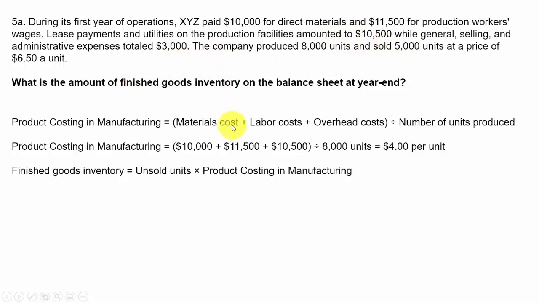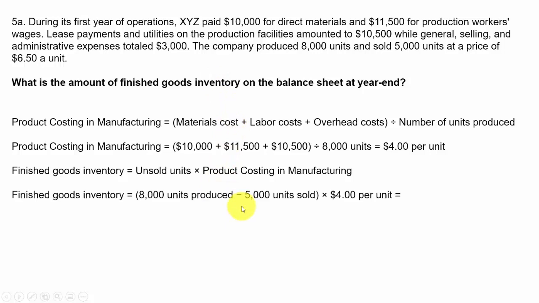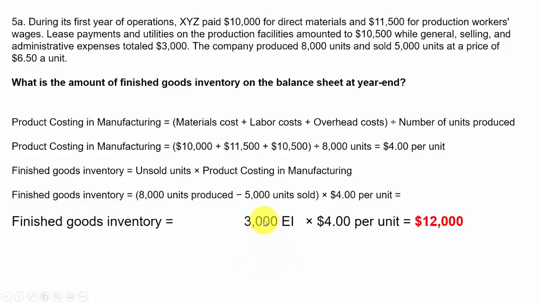Now we're just going to take the 8,000 we made, minus the 5,000 that we sold, that's 3,000, times the cost of those units that it cost us to make them, and that'll give you what the ending finished goods inventory will amount to. In this case, 8,000 minus 5,000 is 3,000, times $4 per unit, so finished goods inventory should be $12,000.